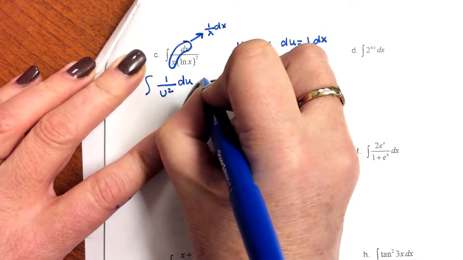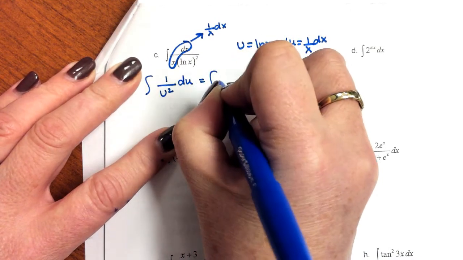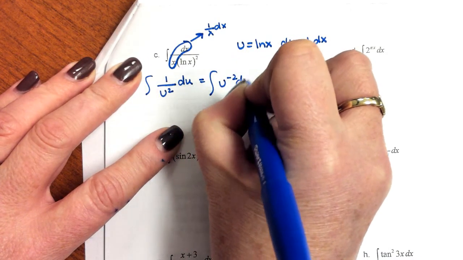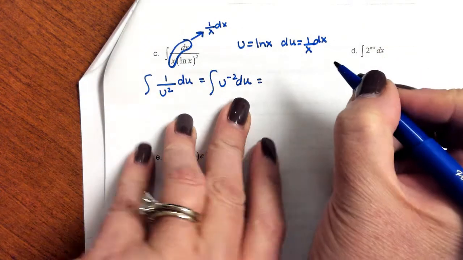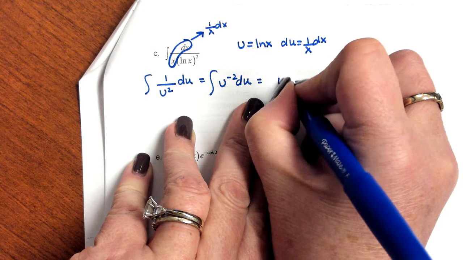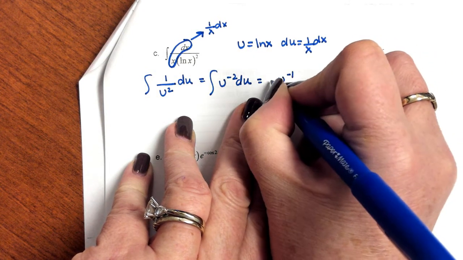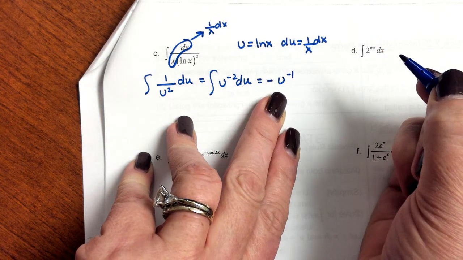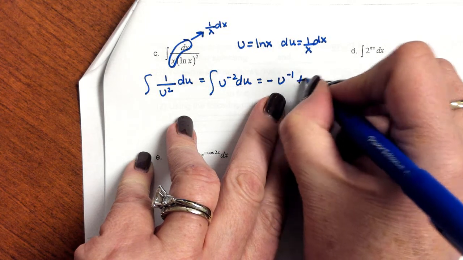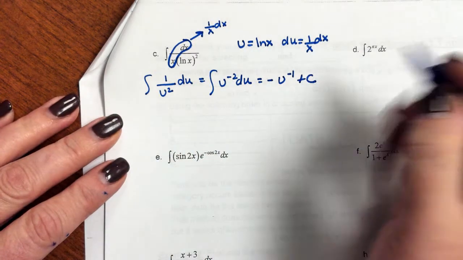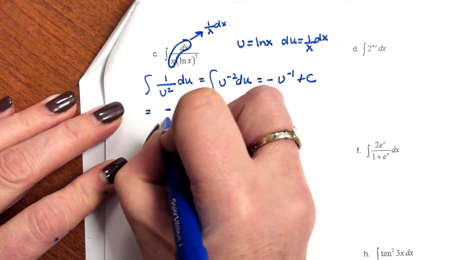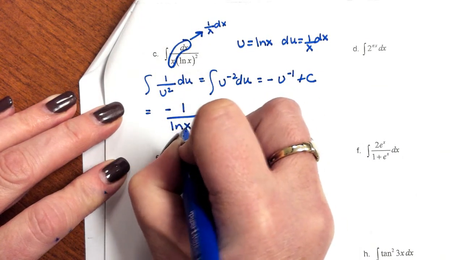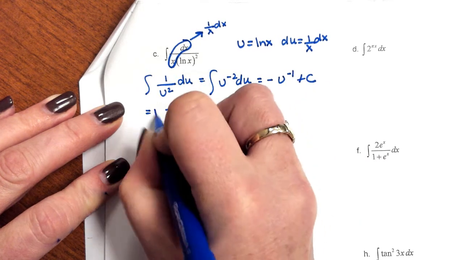Again, I can rewrite this using my property of negative exponents, so I'll have u to the negative second du. So when I integrate using my power rule for integration, I'll add 1. That'll give me a u to the negative first divided by a negative 1, or negative u to the negative first, plus your constant. So now plug back in my natural log. So I'll have negative 1 over natural log of x plus c.